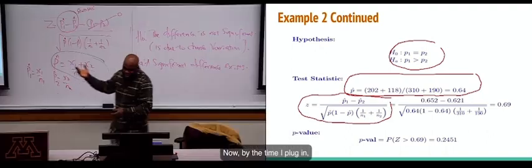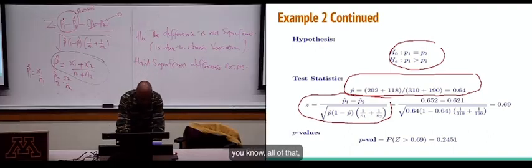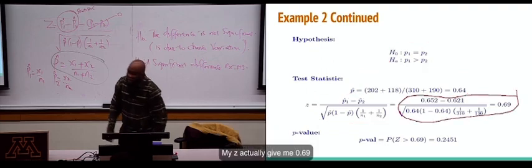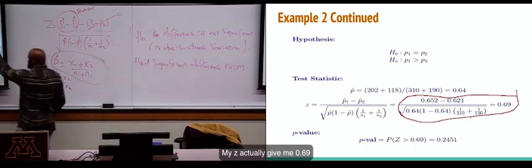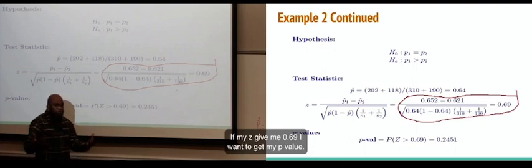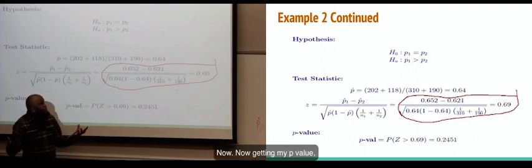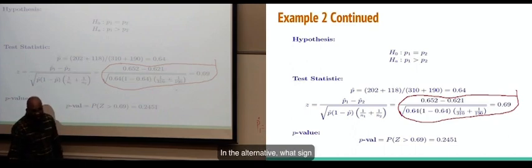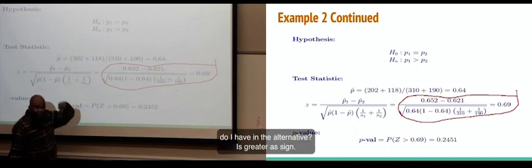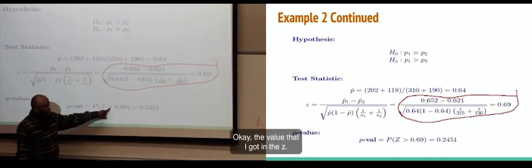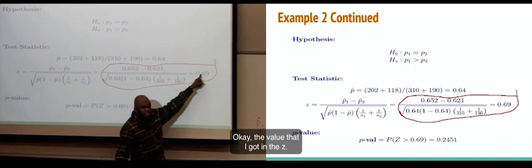Now, by the time I plug in all of that, I'm actually going to have this. My Z gives me 0.69. If my Z gives me 0.69, I want to get my p-value now. Getting my p-value, I have to go back to the sign in the alternative. What sign do I have in the alternative? It is a greater than sign, so I'm going to say greater than the value that I got for Z.